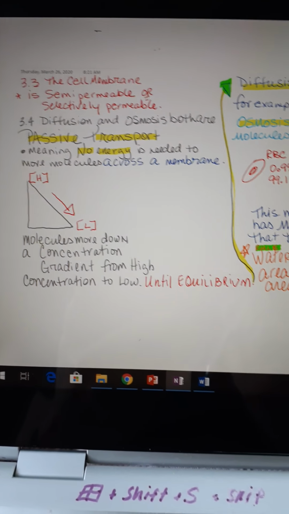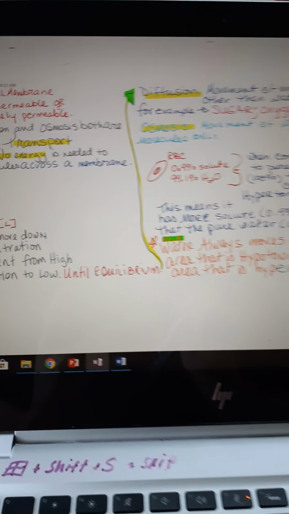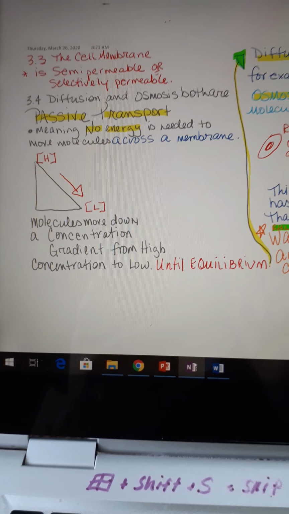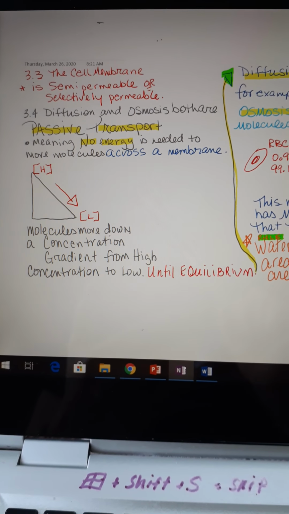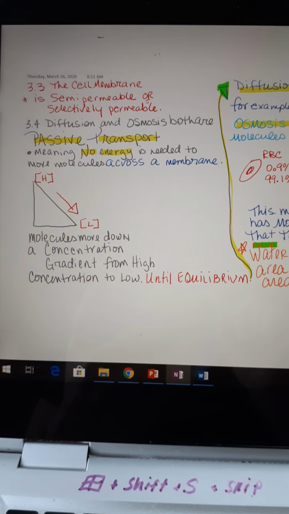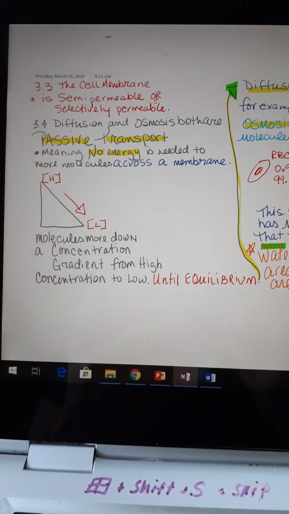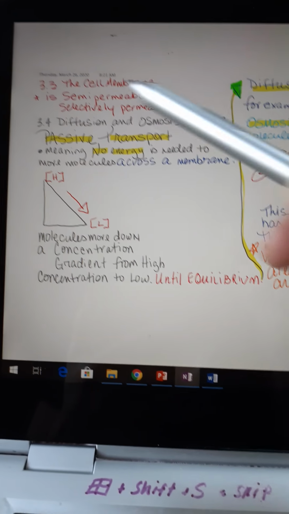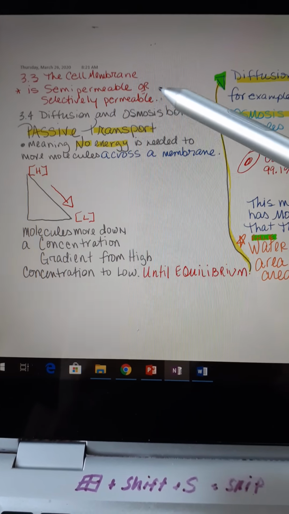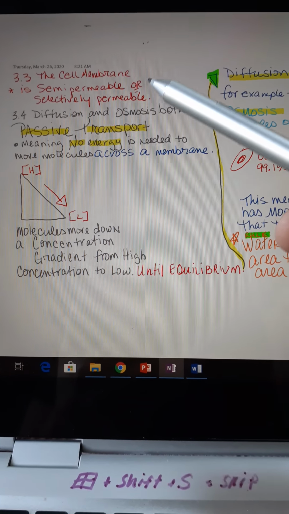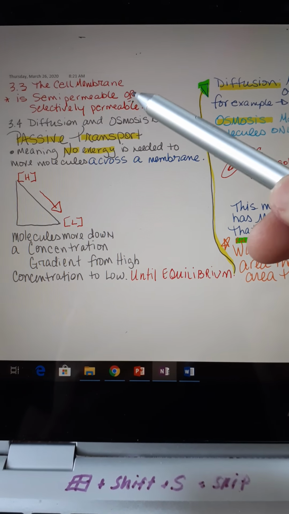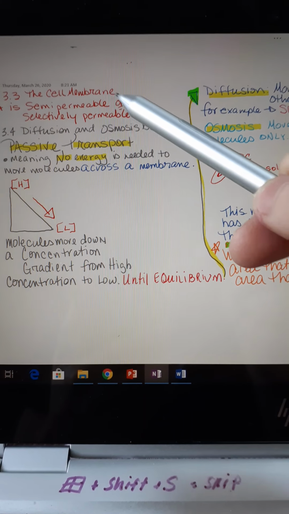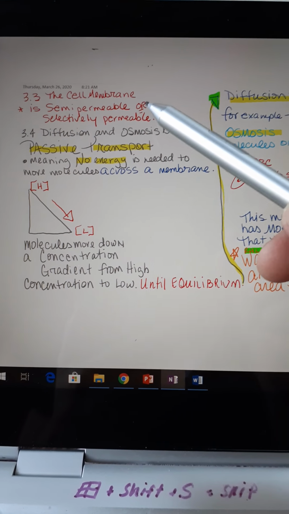Good morning, March 26th. I'm going to talk through these notes on sections 3.3, 3.4, and 3.5 so that hopefully you can understand a little bit better. 3.3 starts with this concept that the cell is semi-permeable or selectively permeable, meaning that only certain things can squeeze between the phospholipids, the individual phospholipids that make up the cell membrane.